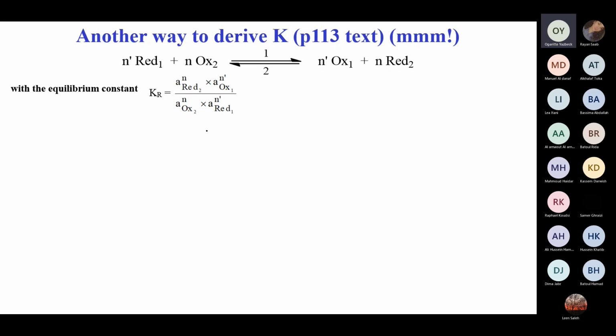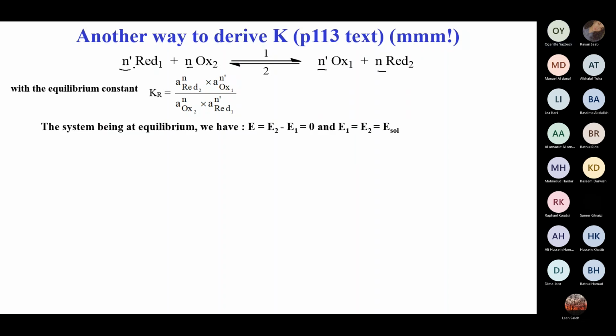Now, there's something here that I find, I don't know why they bother to derive K in this fashion, but I'm going to just show it to you briefly. K is the activity or concentration of products divided by that of the reactants to the stoichiometry. When we've already reached equilibrium, the word equilibrium means that the cell has stopped. That means that the potential of the cell has eventually become zero.